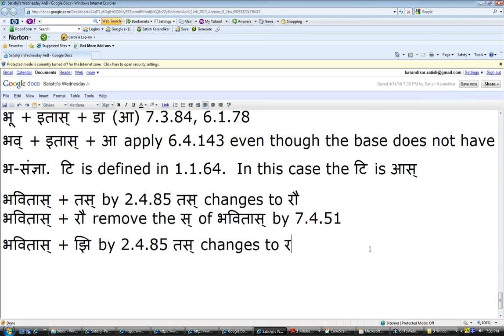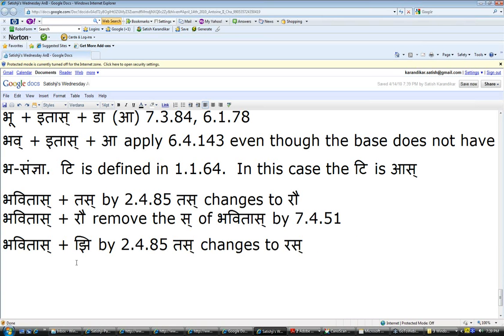So this changes to ras. And once you have that, again use richa to remove the sakaraha, it becomes bhavitaraha. So bhavita, bhavitaro, bhavitaraha. In the Bhagavad Gita, you only have the singular form. Actually, we don't have bhavitaro, bhavitaraha in the Bhagavad Gita. We have only the form bhavita. We also have the form gantasi.